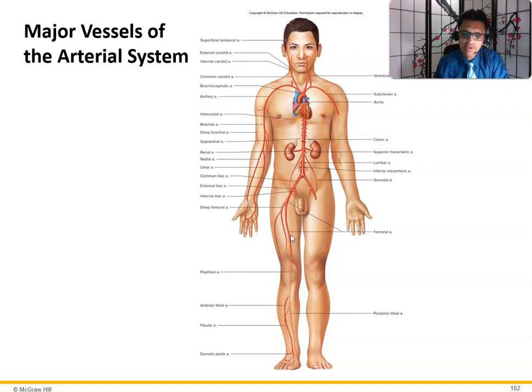Now, if you remember your anatomy of bones and muscles, then sometimes the arteries are named for where they're located and what region of the body they're supplying the blood to, right? The axillary artery is near the axilla. The radial artery is near the radius. The ulnar artery is near the ulna. So there you go.